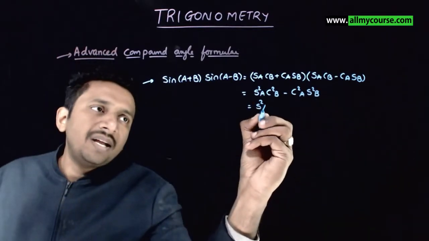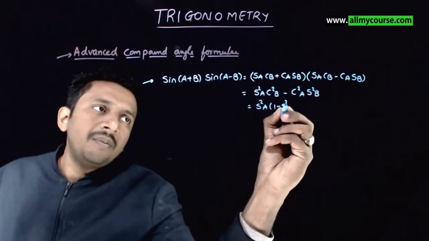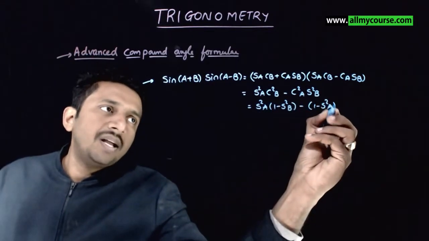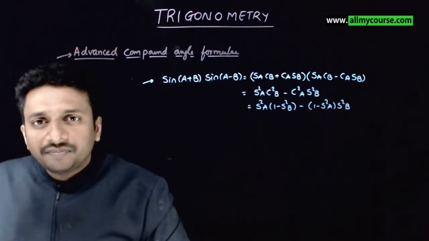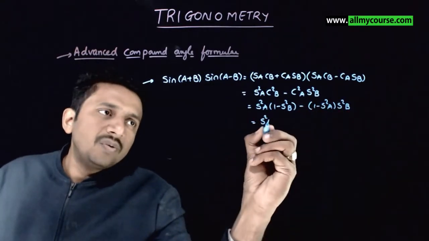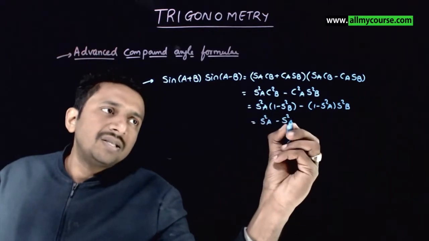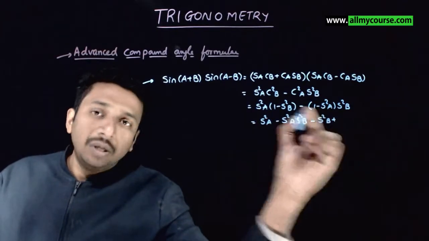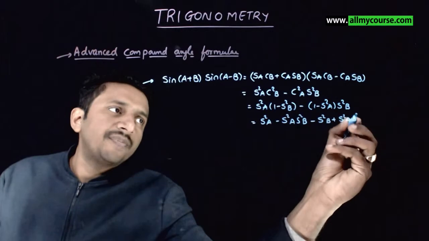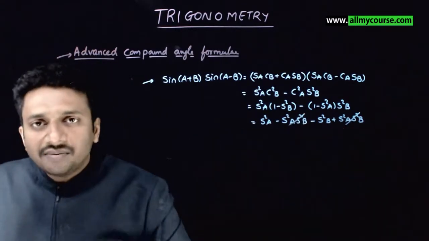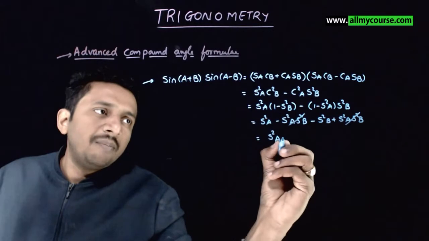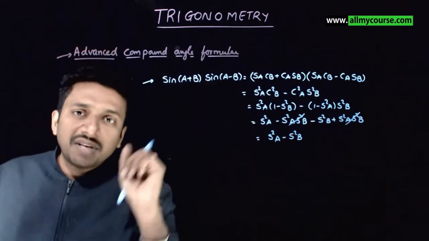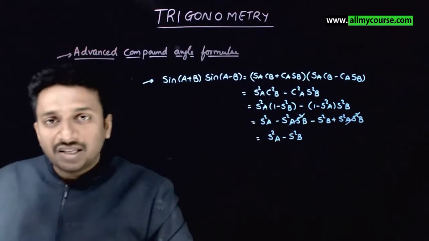Now I'll try to convert the whole formula into simple sines. That is equal to sin square A times cos square B, which is nothing but 1 minus sin square B, minus cos square A, which is nothing but 1 minus sin square A, times sin square B. That is equal to sin square A minus sin square A sin square B minus sin square B, minus into minus becomes plus sin square A sin square B. So these two are getting cancelled, and that is equal to sin square A minus sin square B. This is a very important formula: sin A plus B into sin A minus B can be written as sin square A minus sin square B.